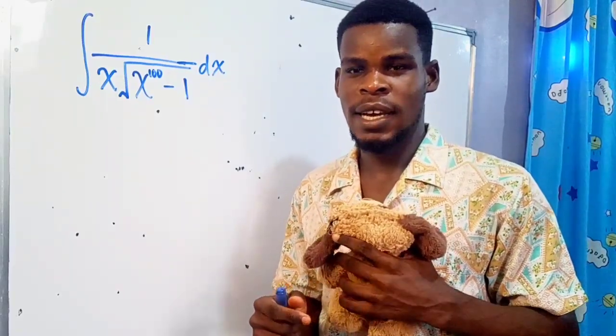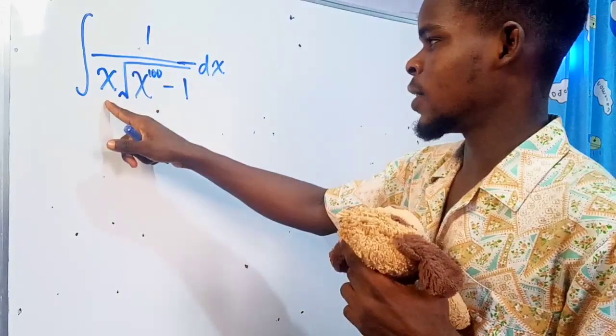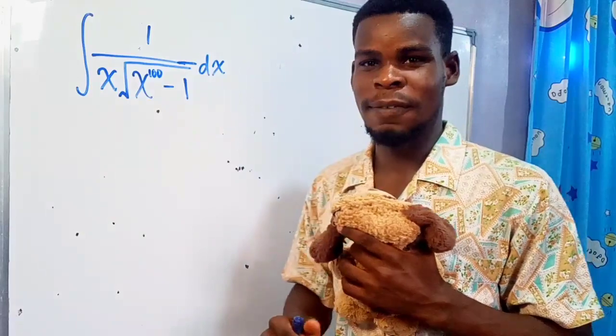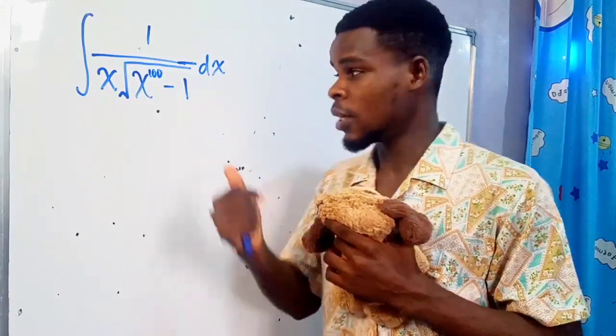In this video, we want to find the antiderivative of 1 over x times the square root of x raised to the power of 100 minus 1. Okay, so you can pause the video and try this first.